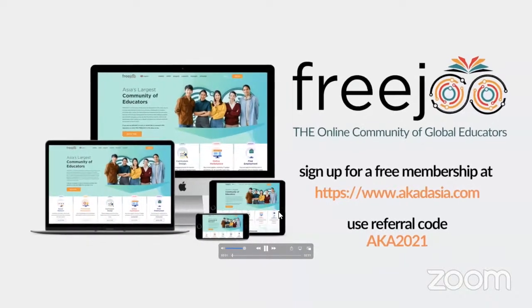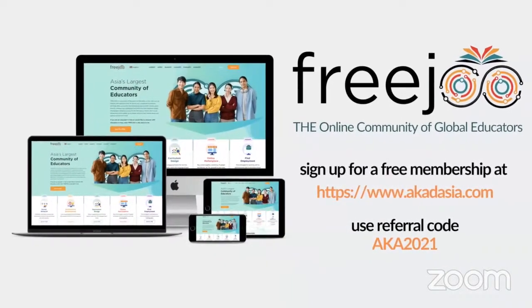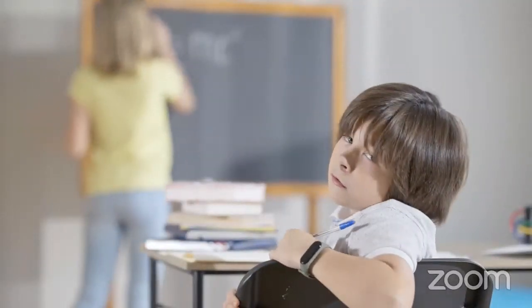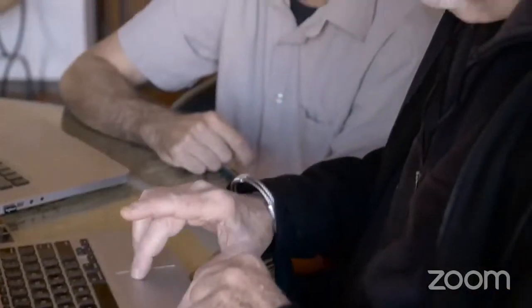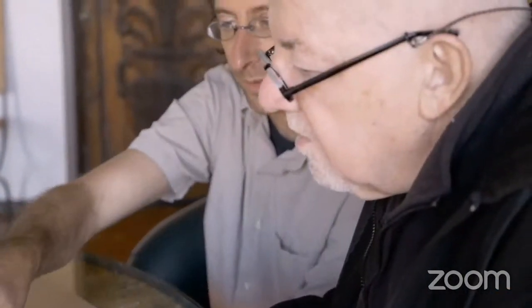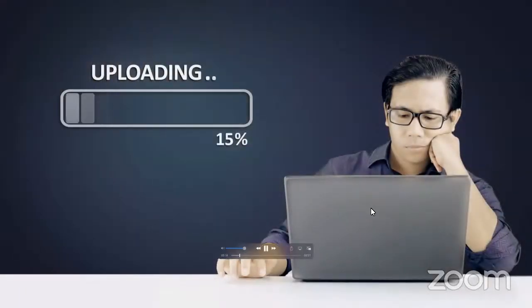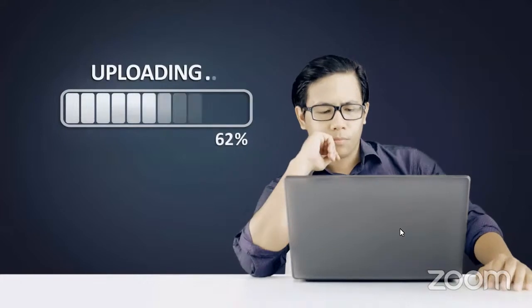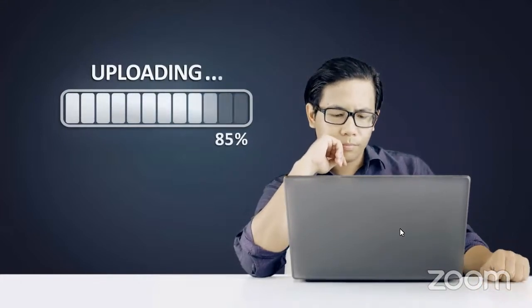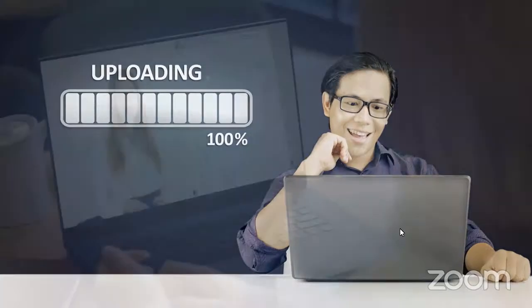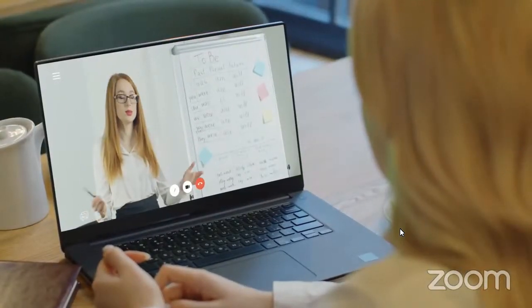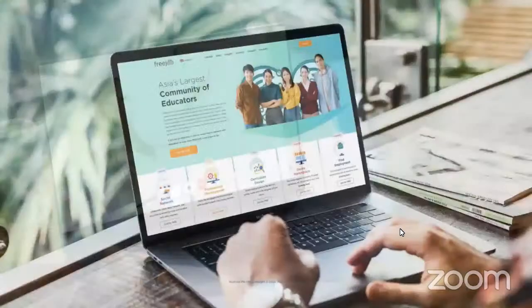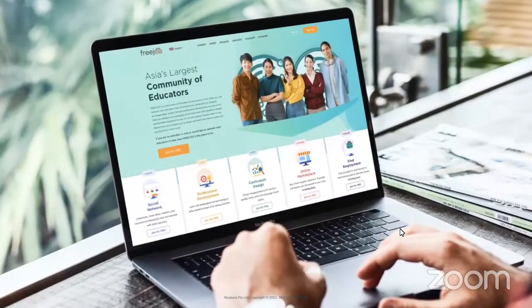Welcome to Freejoo, the global community of educators. Are you an educator who finds it difficult to engage the Gen Z learner? Are you finding it a challenge to make full use of technology for teaching and learning? Are you of the belief that good instructional design means that we need to upload text and presentation materials, videos, and quizzes onto a learning management system? Or are you still teaching all your classes using video conferencing systems? If so, then Freejoo is the place you should be at.